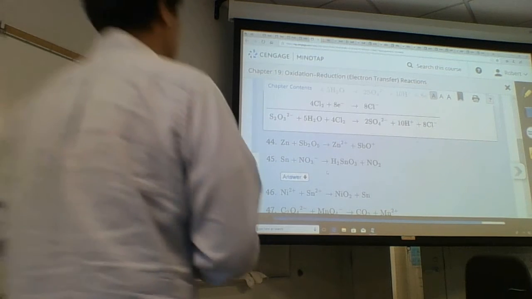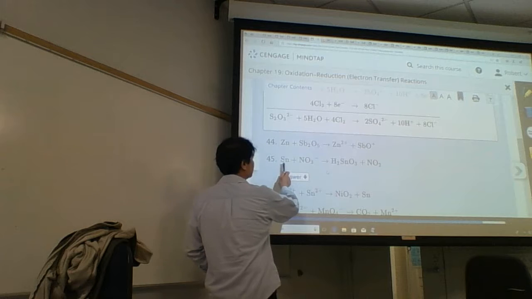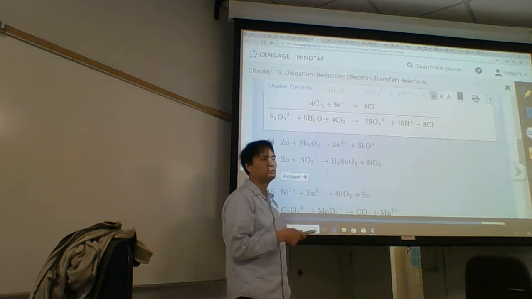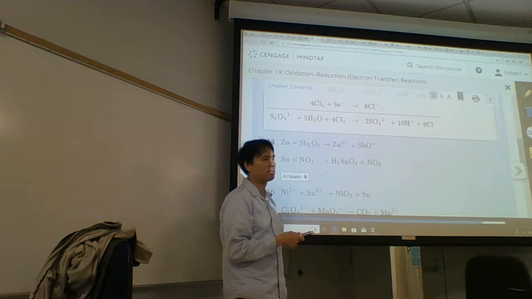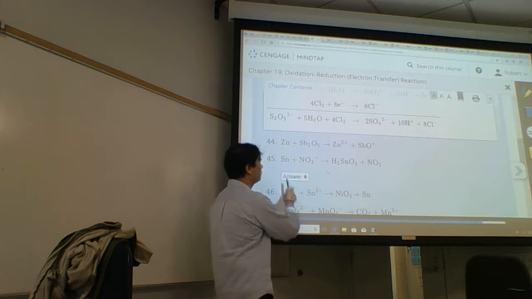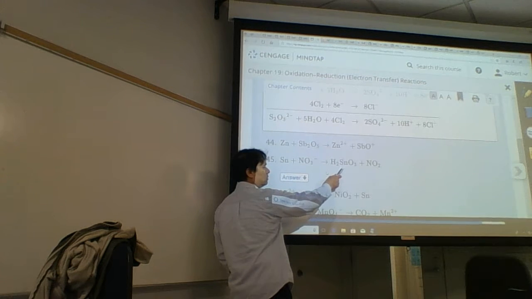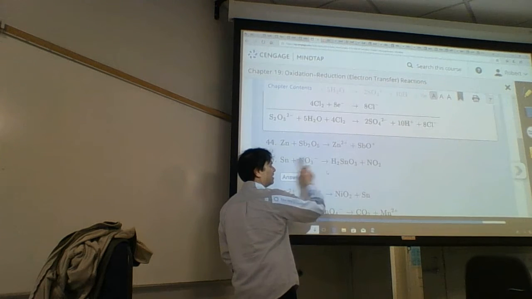It's like this one here. Is tin on the chart? Yes, tin is on the chart. On the chart we have tin goes to tin 2+ plus 2 electrons. Right, that's on the chart. However, this is not on the chart. This is tin goes to this, H2SnO3. That is not on the chart.